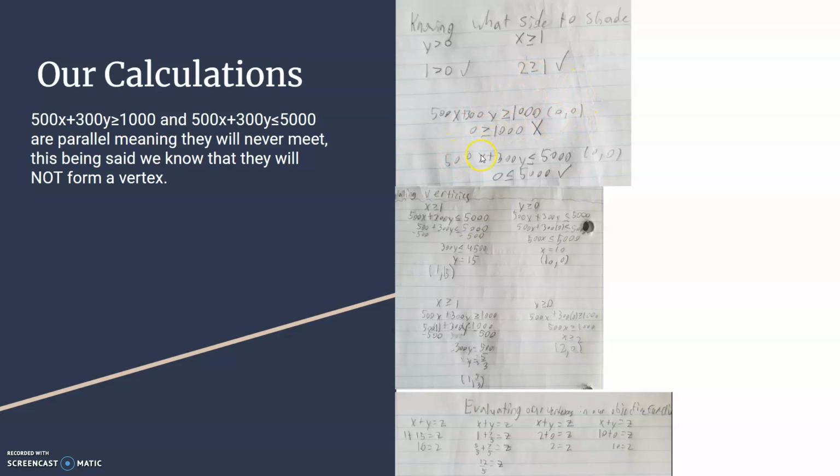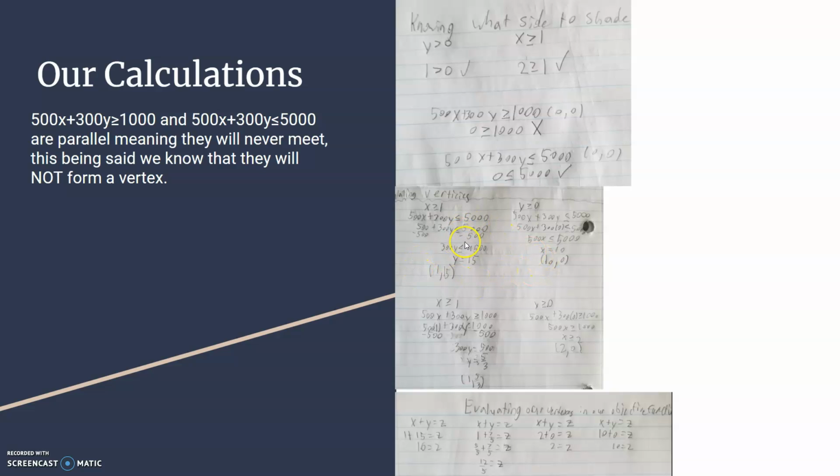And 500x plus 300y is less than or equal to 5,000. We plugged in 0, 0 once again, and we found out that 0 is less than 5,000, so we shade all the area with 0. Here is how we calculated our vertices.